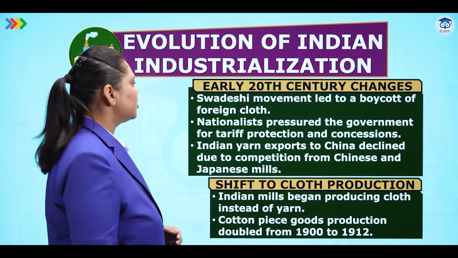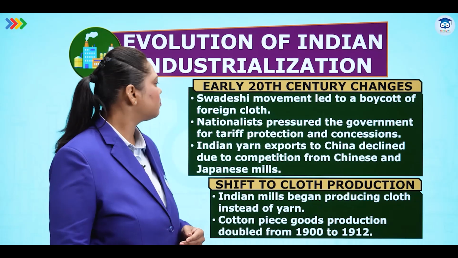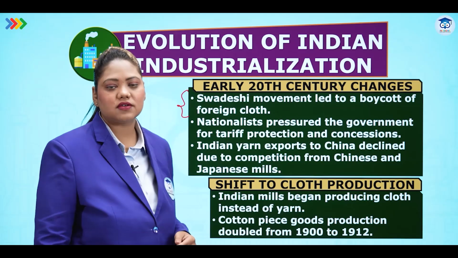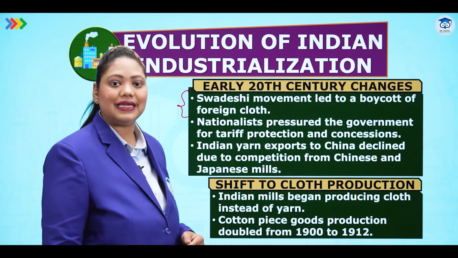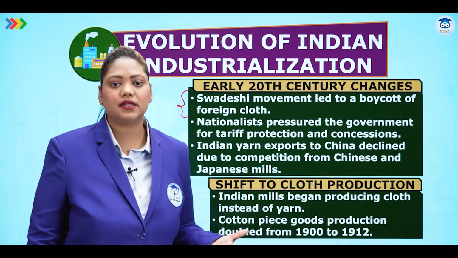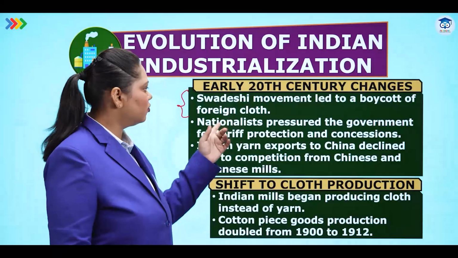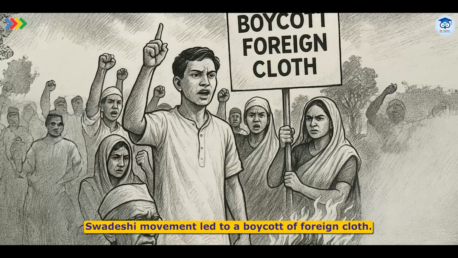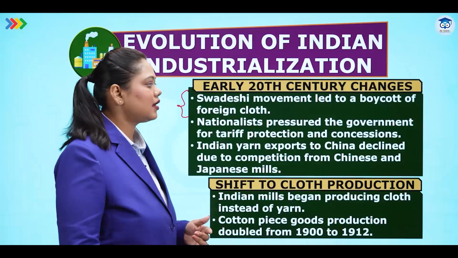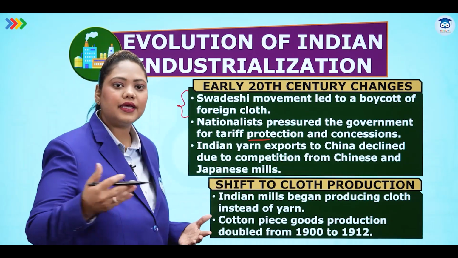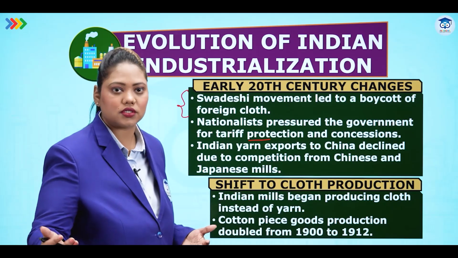Early 20th century changes. Swadeshi movement led to a boycott of foreign cloth. Now this movement, you all must have heard, when the Indian national struggle was going on, they wanted to stop all the foreign material that came to India. This was one movement which boycotted foreign cloth. Nationalists pressured the government for tariff protection and concessions. They wanted protection and concession for Indian cloth, for Indian merchants.